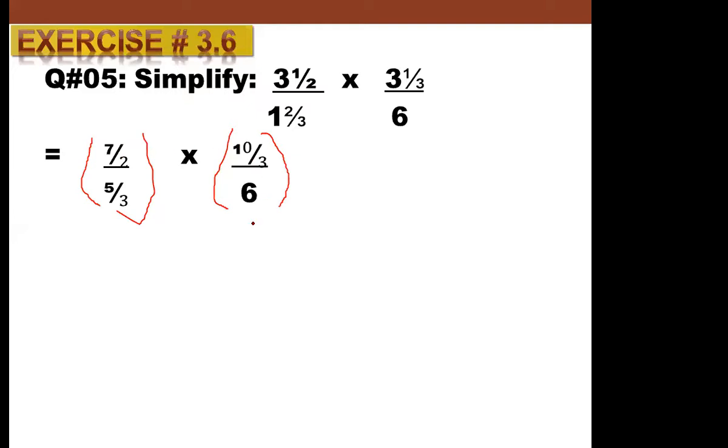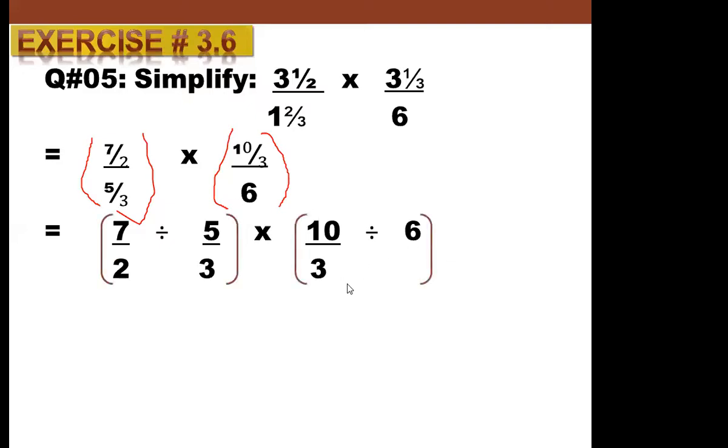So in the simplified way, how I'm going to write it down, 7 upon 2 divided by 5 upon 3, then multiply, this is the sign of multiplication, then this one, 10 upon 3 divided by 6. Okay, now these two are different complex fractions, that's why I'm going to place the brackets here, because they are multiplying with each other. But first you have to solve this one.